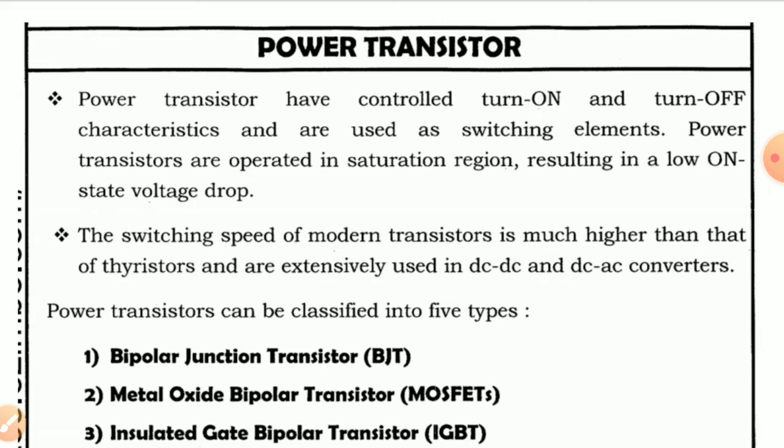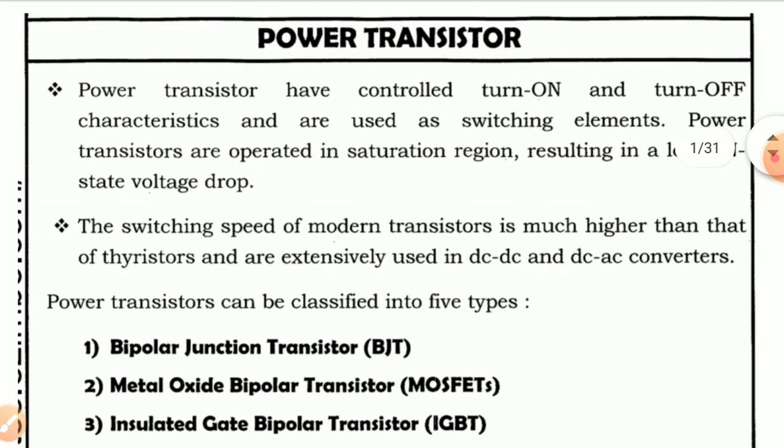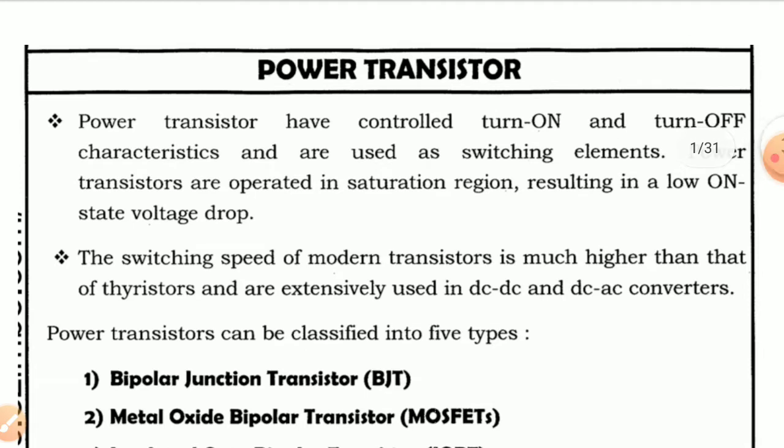Here in this class we'll discuss the power transistors, the second module. The power semiconductor devices are classified into different categories: power transistors, then power diodes, then thyristors. So these power semiconductor devices are classified into three categories: diodes, thyristors, and transistors. In the first module we discussed the types of diodes. The second we'll discuss the transistors, and then third we'll discuss the thyristor part.